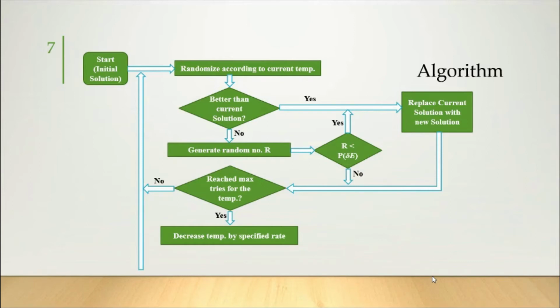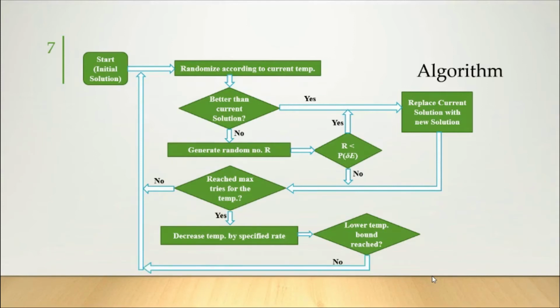Then we decrease the temperature by a specified rate, and then we check whether the lower temperature bound is reached or not. That is, whether the frozen temperature bound is reached or not. If it is not reached, then again we go back to the randomize step according to the current temperature. If the lower bound is reached, then we stop, that is, stop by outputting the current best solution that we have obtained so far. So that is the condition.